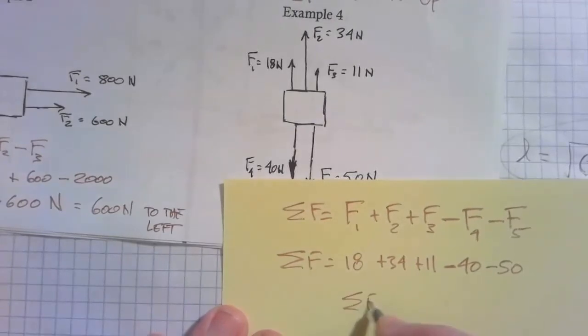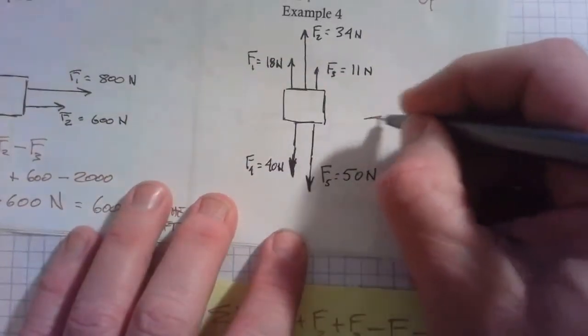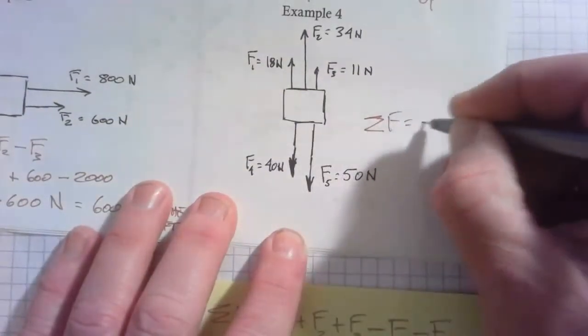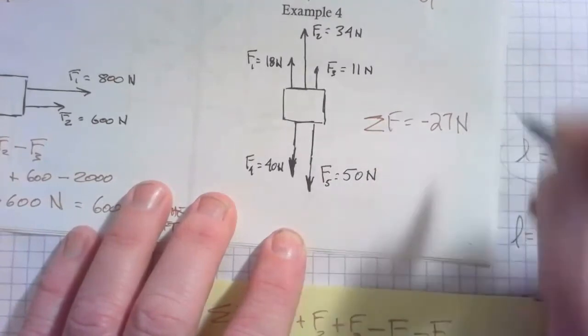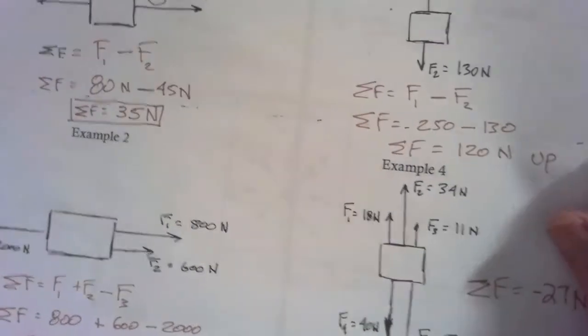So the net force is negative 27 newtons. That means it is downward. Okay, so the net force here is negative 27 newtons. Not too bad. Go do that practice thing, and we'll try another set in a minute.